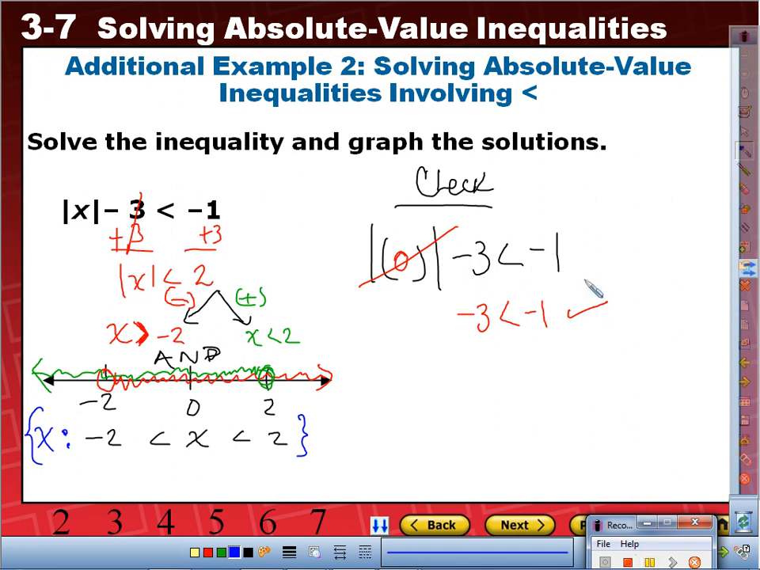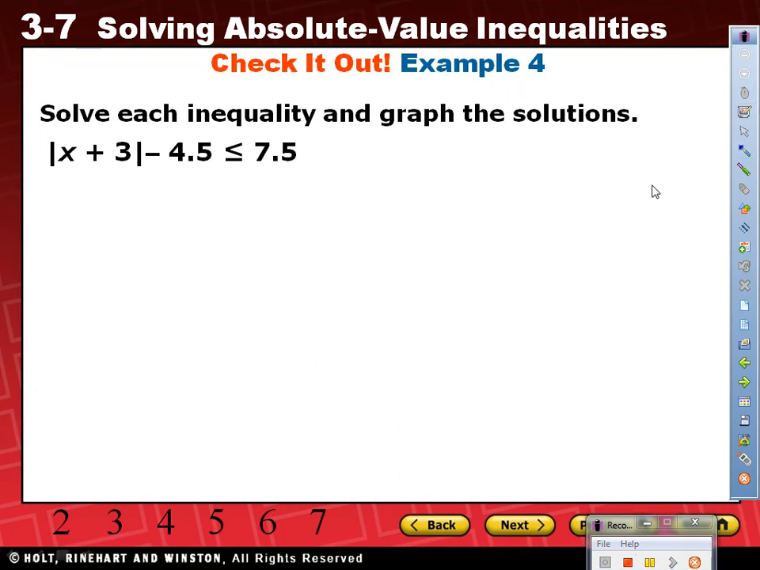All right, and the last one on the left-hand side. Copy this one down, please. If it doesn't fit in the front, turn your page over, but stay on the left-hand side, please. Copy this one. Absolute value of x plus 3, and then outside of the absolute value is minus 4.5, less than or equal to 7.5. See if you can do that one by yourself all the way through.